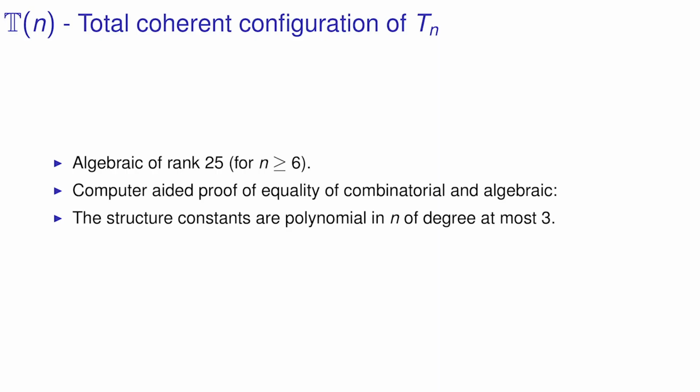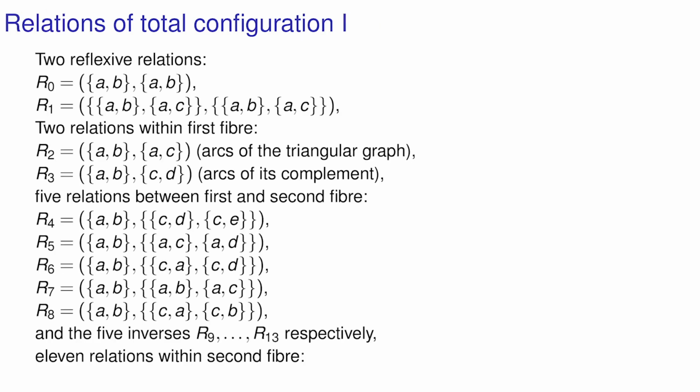Now, if we construct the coherent configuration, first of all the algebraic or coherent configuration, for n at least 6, it has rank 26. And the structure constants are polynomials in n of degree at most 3. And this can be done uniformly. But before we speak about structure constants, I would like to tell you a little bit about the description of the basic relations.